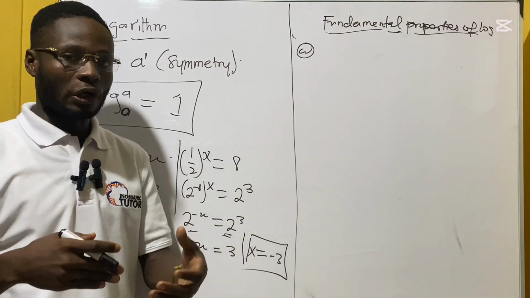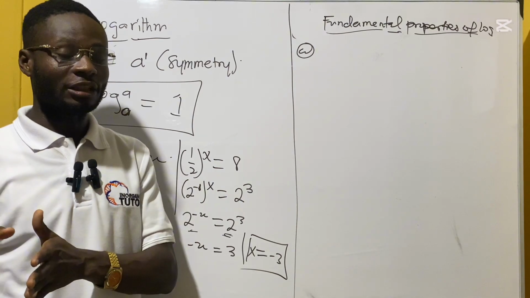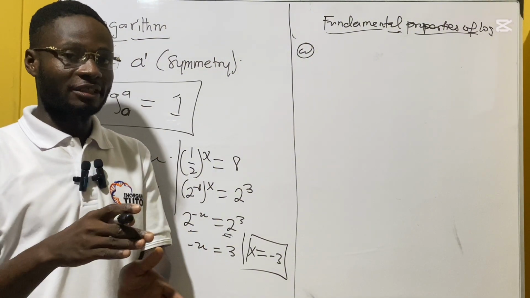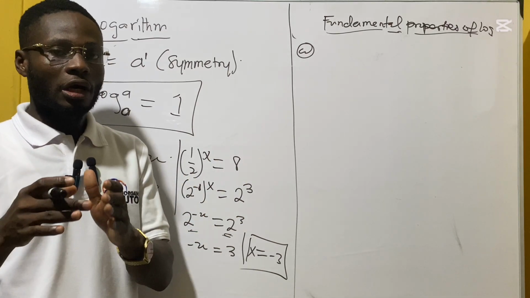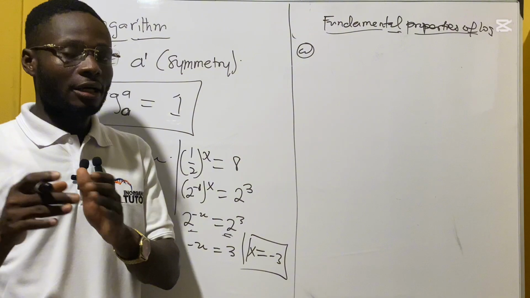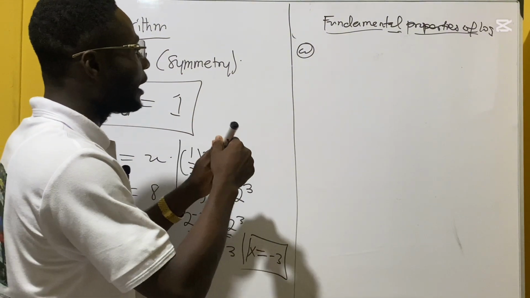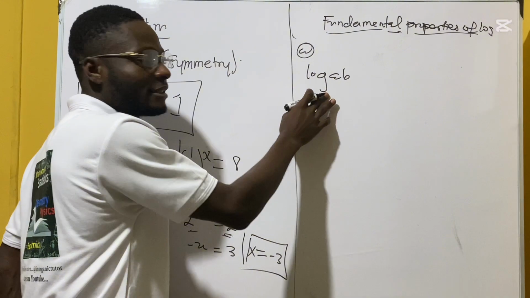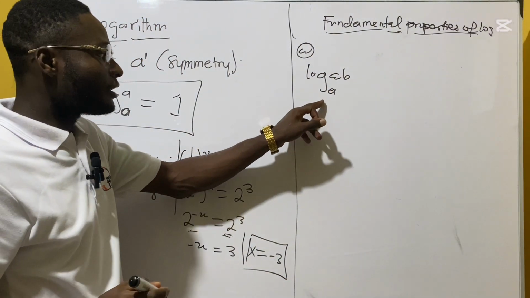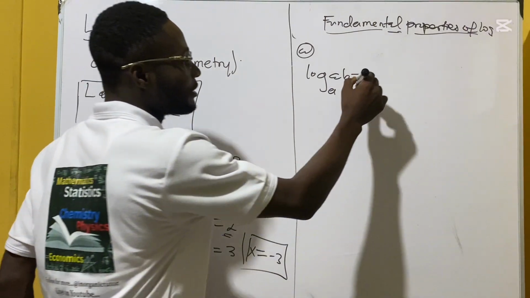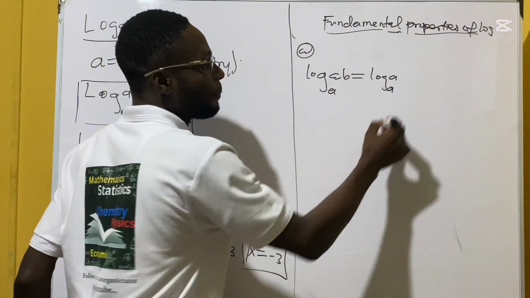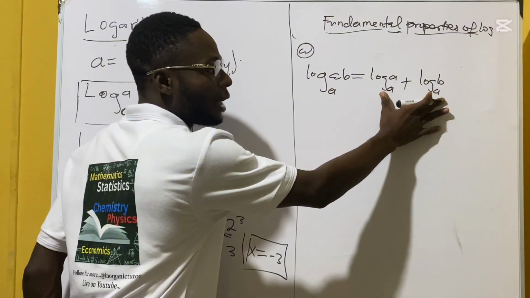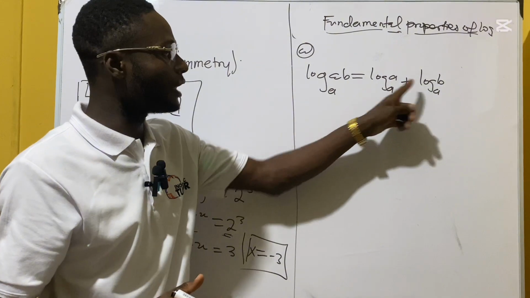You know that if you have a log, and they are multiplying, it means they are adding, right? The log says that you can add them, and if they are adding, then you can multiply them. So it's vice versa. For instance, you have log AB base A. First property, log AB base A, then the law says that this is equal to log A base A plus log B base A. Since they are multiplying, you add them. You split the terms over here.